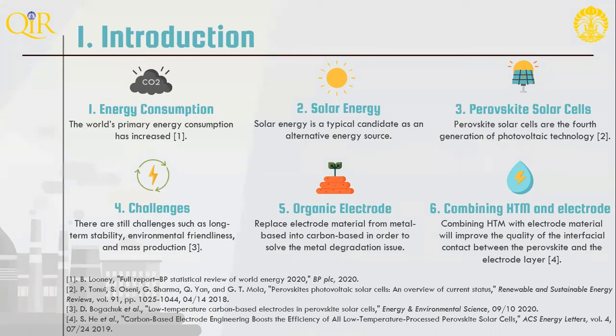The third point is perovskite solar cell, which is the fourth generation of photovoltaic technology, which has high efficiency and low fabrication cost. Besides the development of perovskite solar cells, there are still challenges such as long-term stability, environmental friendliness, and mass production. So we try to replace the electrode material from metal-based into carbon-based in order to solve the metal degradation issue. And the last point is combining HTM and electrode. It will improve the quality of the interfacial contact between the perovskite and the electrode layer.